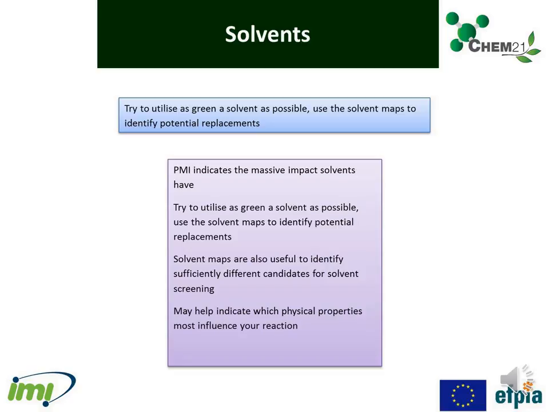So if you are using either a problematic or hazardous solvent, try using solvent maps to find a number of different candidates for a solvent screen. Not only will you hopefully find a solvent alternative, but it can indicate the kind of physical properties you need to facilitate your reaction.